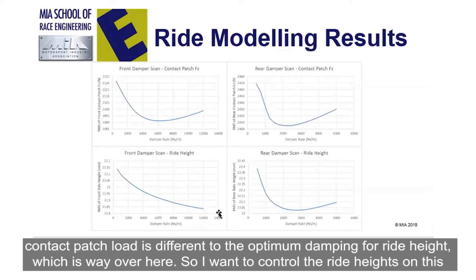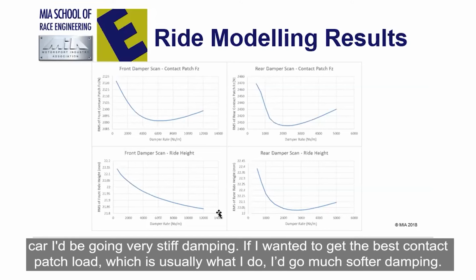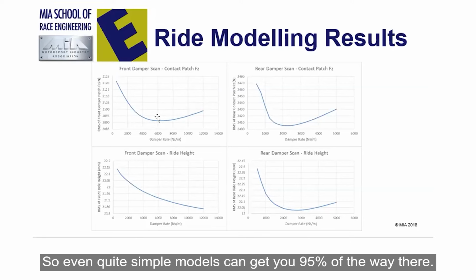So if I wanted to control the ride heights on the Formula One car, I'd be going very stiff damping. It's not a Formula One car, but on this car, if I wanted to get the best contact patch load, which is usually what I do, I'd go much softer damping. So the models, even quite simple models, can get you 95% of the way there.